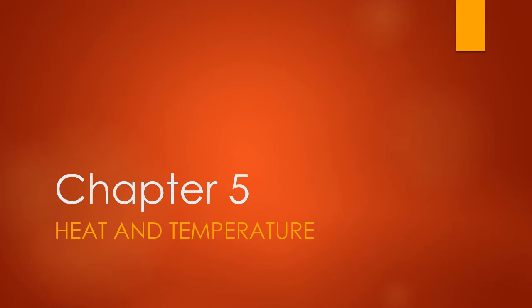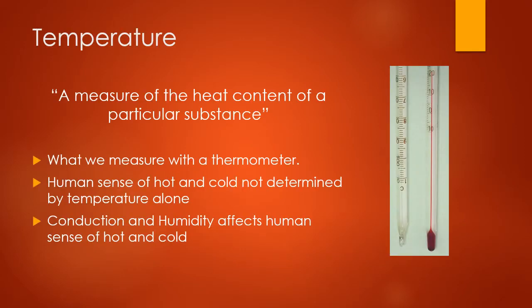Chapter 5 is going to focus on heat and temperature. So temperature is a measurement of the heat content of a particular substance. So it's basically what we measure with a thermometer, whether we're measuring our own body temperature or the temperature of a liquid. The human sense of hot and cold cannot be determined just by temperature alone. Conduction and humidity are going to affect the human sense of hot and cold as well.